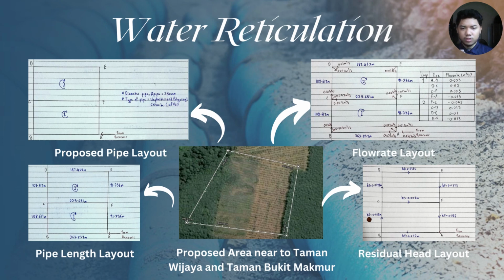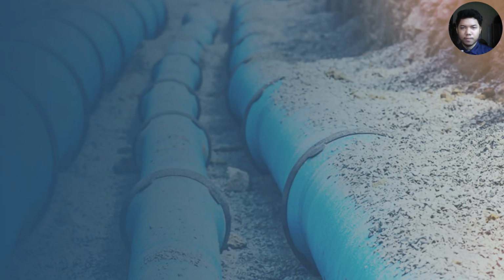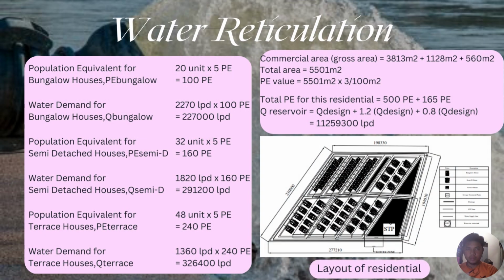Based on this slide, you can see the proposed area, which is near to Taman Wijaya and Taman Bukit Makmur. From this area, we divided it into 4 layouts. First is the proposed pipe layout, second is the pipe length layout, third is the flow rate layout, and the last is the schedule head layout. Next, in this slide, I will present the calculation for population equivalent and water demand for this residential area, and we can see the layout for it.